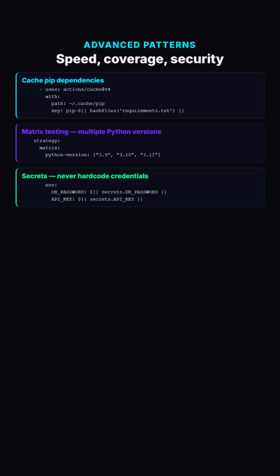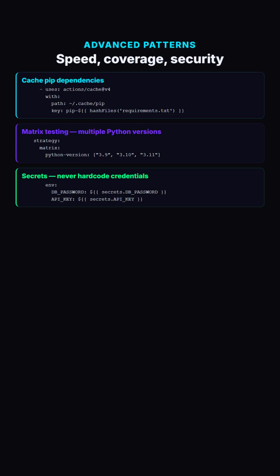The second pattern is matrix testing. You can run your suite against multiple Python versions simultaneously. Define a matrix with Python versions 3.10, 3.11, 3.12. Use the matrix value in your setup Python step. GitHub spins up 3 parallel jobs, 1 per version. If something breaks on 3.12 but not 3.10, you find out immediately.